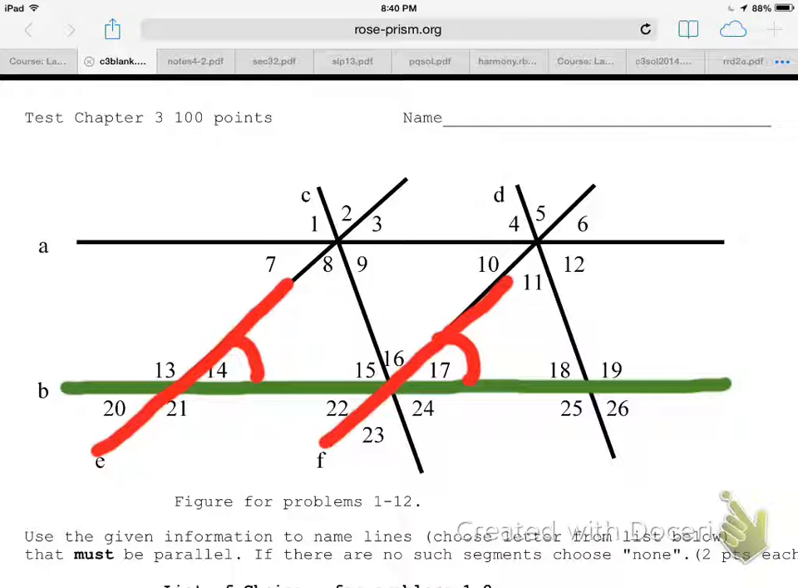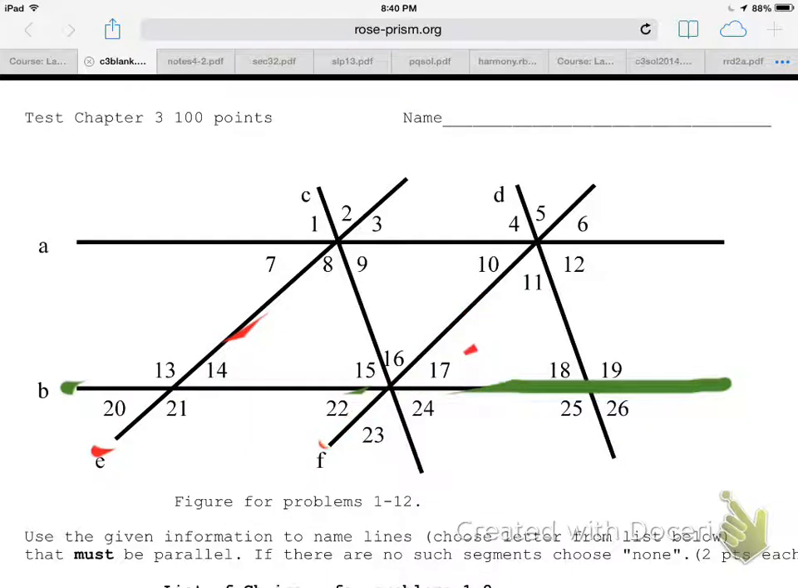Okay, problem number 4. Again, we'll go through the same process every time. We will identify the transversal and then the two lines. We will classify the angles and see if that satisfies our criteria for parallel lines. On number 4, it's angles 12 and 19 adding up to 180. Angles 12 and 19 share line D as their transversal. It's a side of both of those angles.